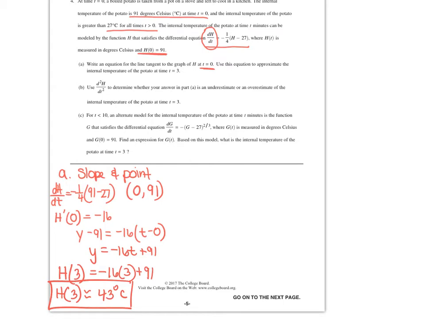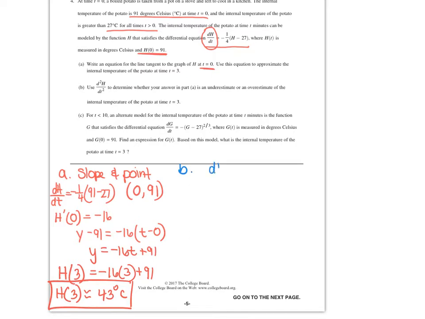Okay, part B is asking us to use the second derivative of h to determine whether your answer in part A is an underestimate or an overestimate of the internal temperature of the potato at time equals 3. So think about the things that your second derivative tells us about a function. Remember, it tells us about concavity, whether it's concave up or concave down. So let's take a look at our second derivative.